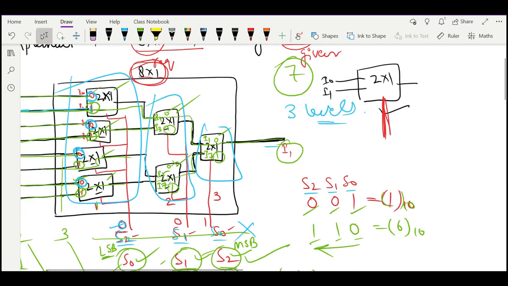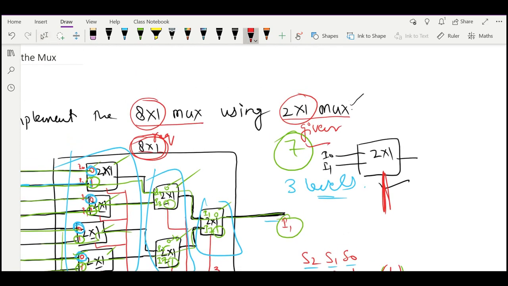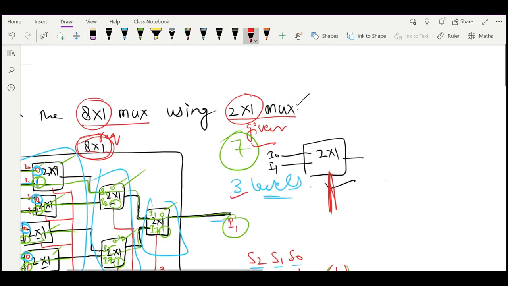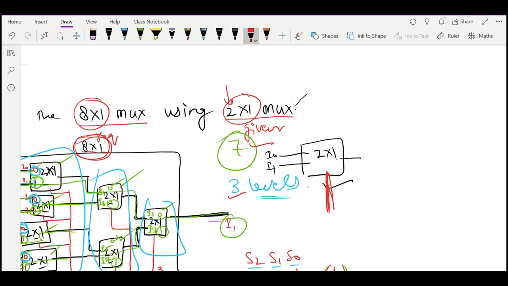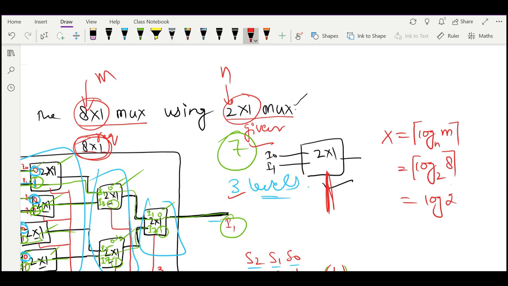Okay, if you want to check here also. So now if we check here, we have 7 muxes and 3 levels. So let's say this is n and this is m. So put it inside the formula. X is equal to ceil of log m base n. So this is log 8 base 2 in ceil, which is log 2 to the power 3 base 2, and you will get 3 in that case. So 3 levels, which is verified.